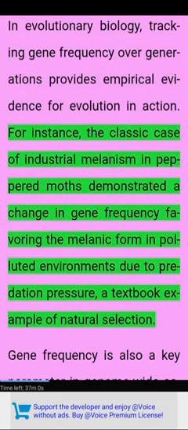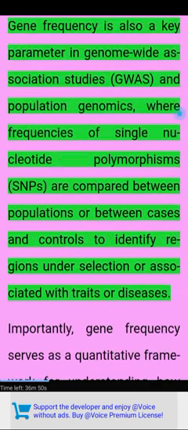For instance, the classic case of industrial melanism in peppered moths demonstrated a change in gene frequency favoring the melanic form in polluted environments due to predation pressure, a textbook example of natural selection. Gene frequency is also a key parameter in genome-wide association studies (GWAS) and population genomics, where frequencies of single nucleotide polymorphisms (SNPs) are compared between populations or between cases and controls to identify regions under selection or associated with traits or diseases.